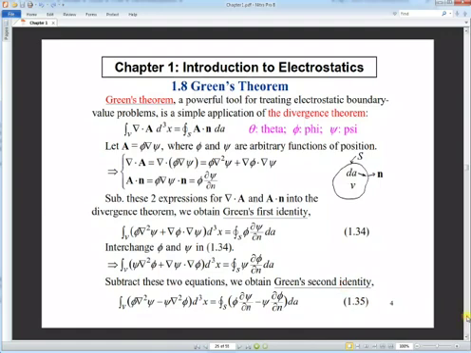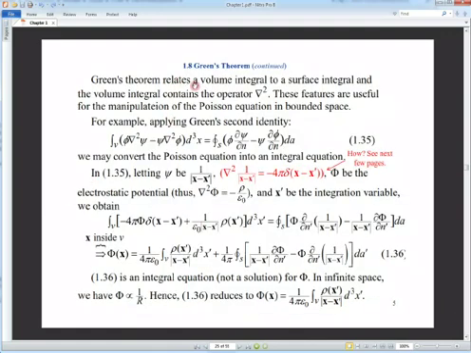Okay, let's go to the next page. Green's theorem relates the volume integral to the surface integral, and the volume integral contains the operator del squared. These features are useful for the manipulation of the Poisson equation in bounded space. For example, applying Green's second identity, you can have this one. Okay, we may convert the Poisson equation into an integral equation.